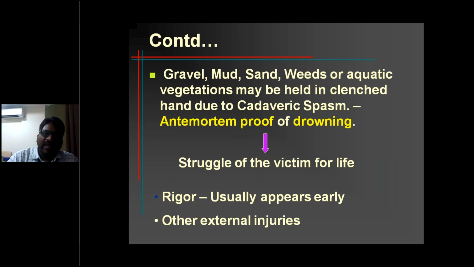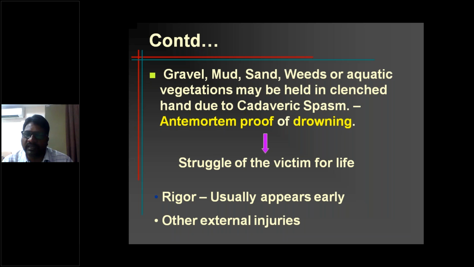Next, come to gravel, mud, sand, weeds or aquatic vegetation, which may be held clenched due to cadaveric spasm. It is one of the best antemortem proofs of drowning. So one is the fine froth, and the second is gravel, mud and sand gripped in the hand. Whatever particles, sticks, wood or plants are in the pond, the person may try to grab them to save his life at the time of drowning.